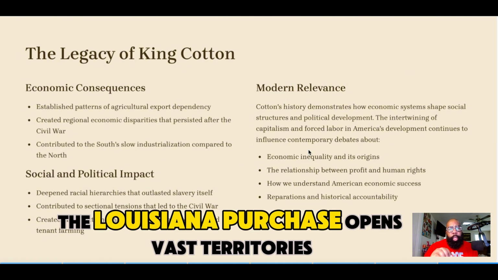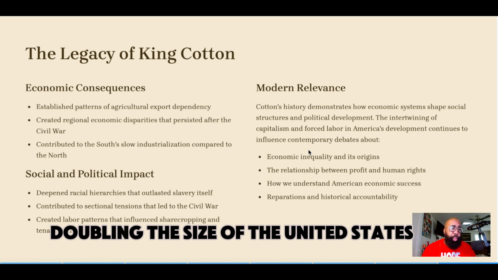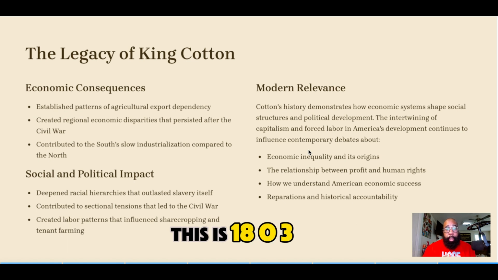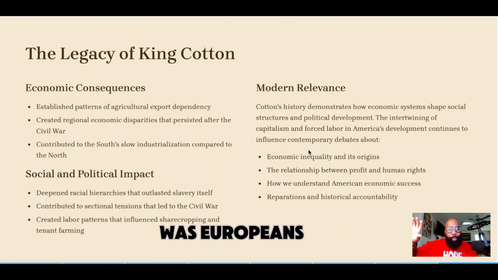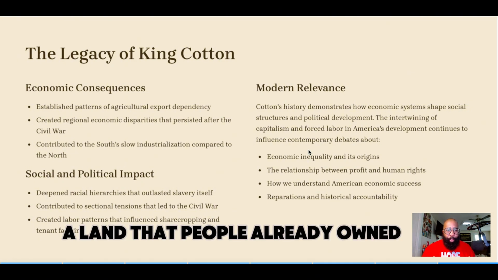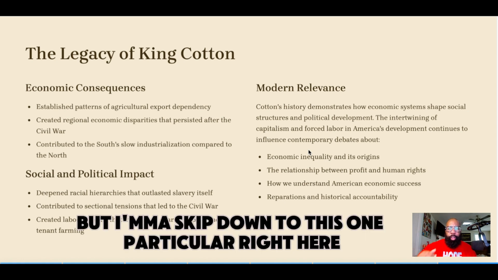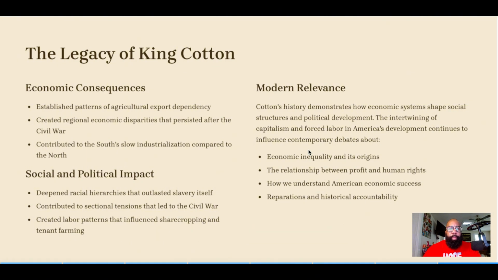The Louisiana Purchase opens vast territories for potential cotton cultivation, doubling the size of the United States. This is 1803. Remember, the Louisiana Purchase was Europeans attempting to purchase land that people already owned. But I'm going to skip down to this one particular right here that I think is really big.